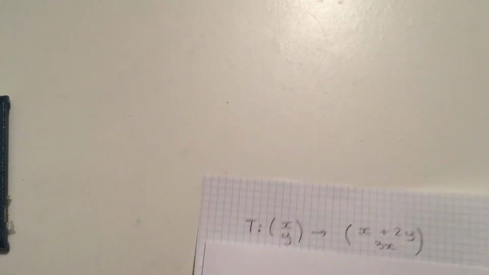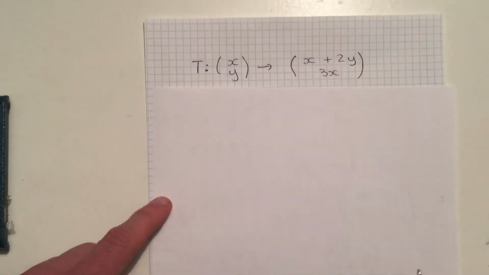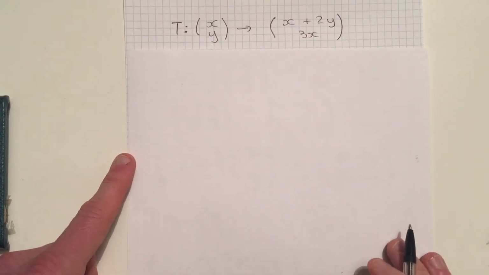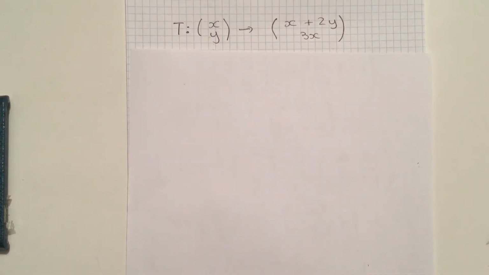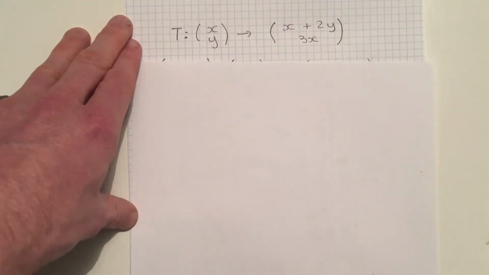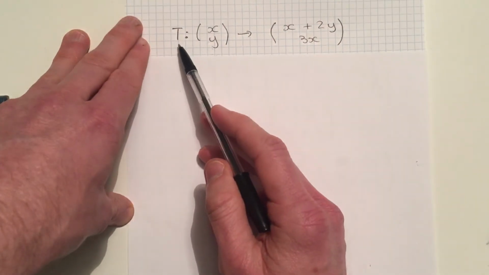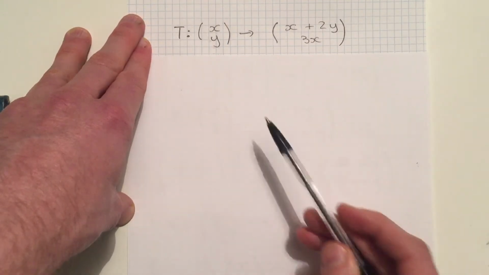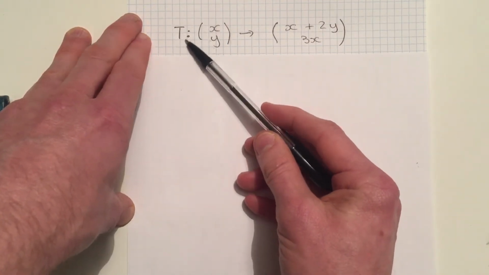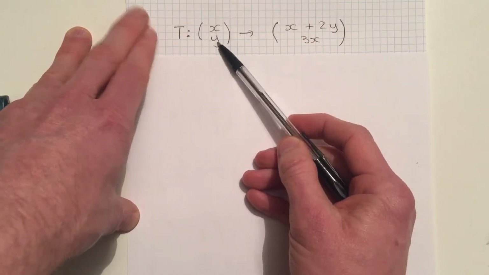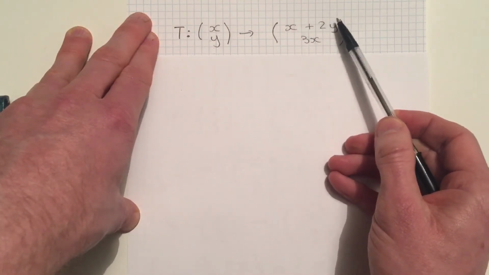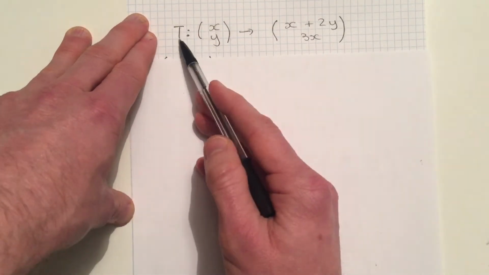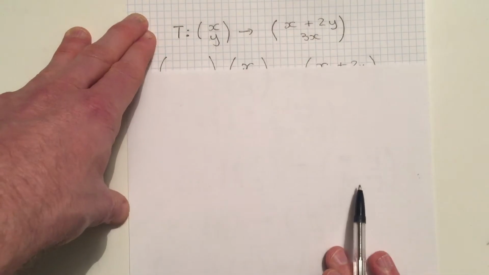Now, the title of this topic is linear transformations, because not all transformations are linear transformations, so we need to talk about that. The transformation T here maps the coordinate x, y to the coordinate x plus 2y, 3x. I want to find out what that matrix is. What is matrix T?